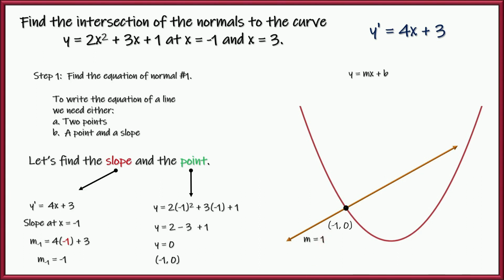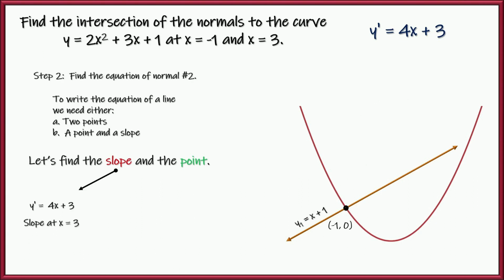All right, now equation of line is y equals mx plus b. We could use the point slope formula, but why do that if you don't need to? I think it's a lot easier just to use y equals mx plus b, plug in our values for y, m, and x, and solve for b, just like this, and we're going to see that b is equal to 1. So our equation is y equals x plus 1. That's the first normal to the curve at x equals -1.